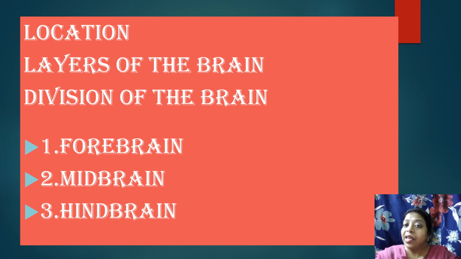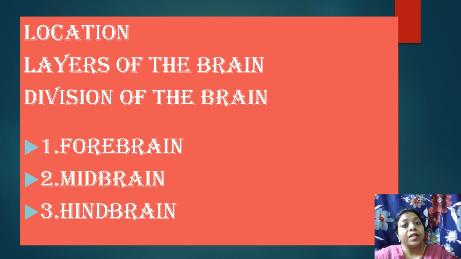There are about 3 layers of our brain. The first one will be the dura mater. The second one will be the pia mater. The third one will be the arachnoid mater. What is this dura mater? The dura mater is the outermost layer, while the arachnoid mater is the middle layer. And last but not the least, the pia mater. The pia mater is the innermost layer of the brain.